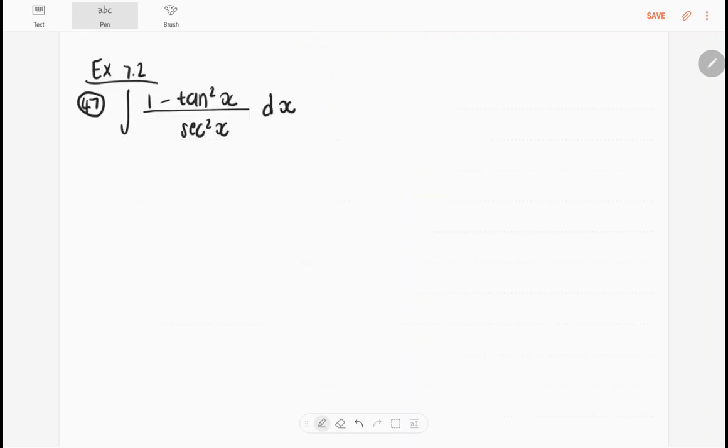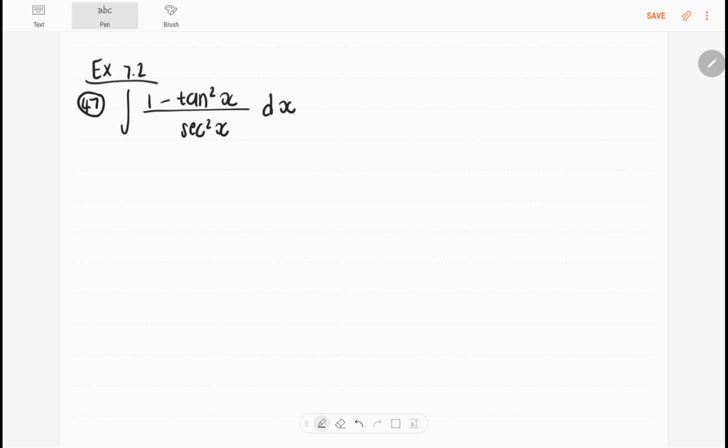The next exercise we're looking at is under section 7.2 and it's number 47. So section 7.2 is on trigonometric integrals. So we have the integral of 1 minus tan squared of x over sec squared of x. So this integral does not fit the form of the integral of sin to some exponent multiplied by cos of some exponent, and it's also not tan to some exponent multiplied by sec to some exponent.